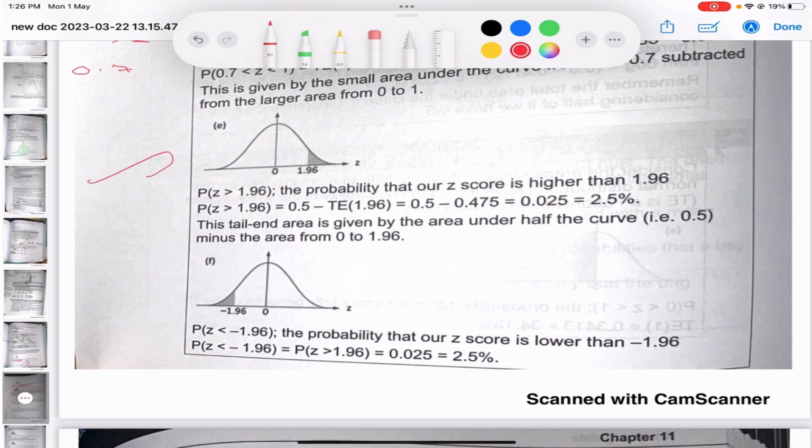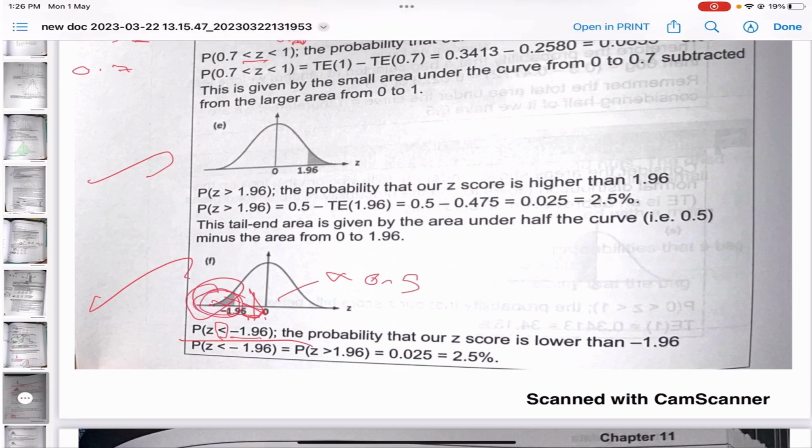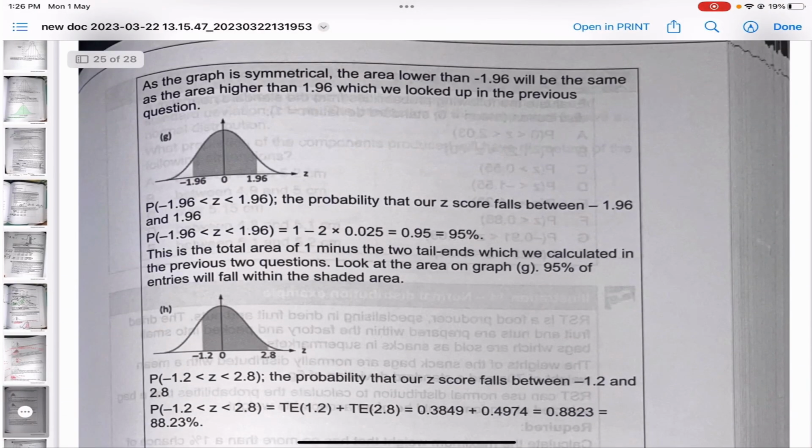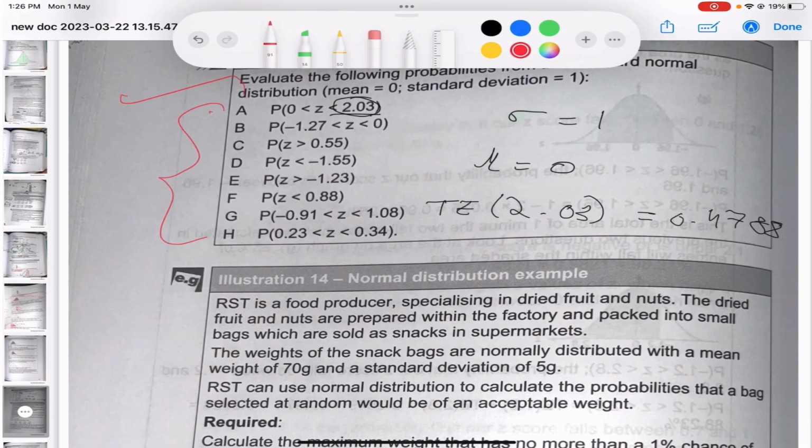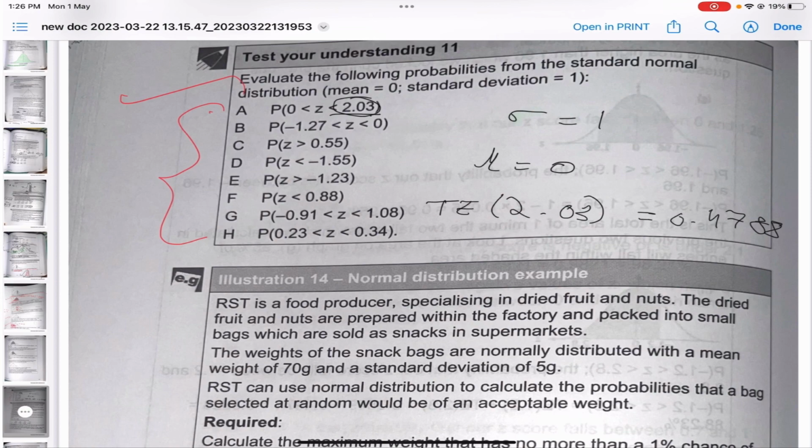Again here, the same way. Here also you have to find this. Your z is basically smaller than minus 1.96. So you know that this is 0.5 and this is 0 to 1.96. Try to find this. And when you find this, minus this from 0.5, you will be left with this. So I think you can do it by yourself. So do your test understanding 11 as well. Same way you have to use the table, and the table would be given in your question. It's on the first page.